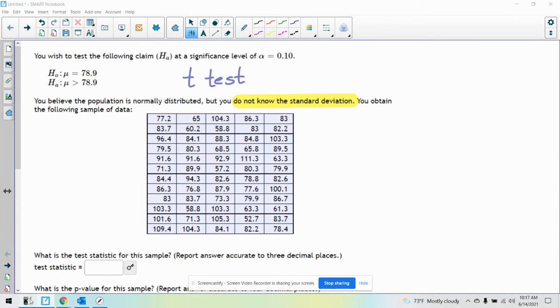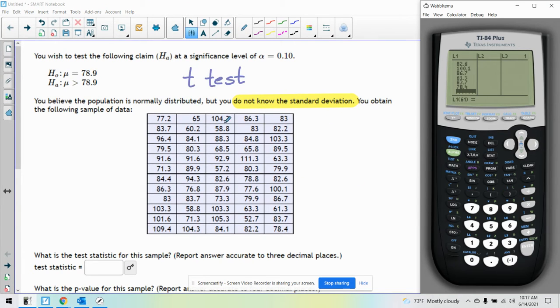Okay, that was a pain in the butt. Here's all the data. Okay, so there's 60 things here. So there's all my data.